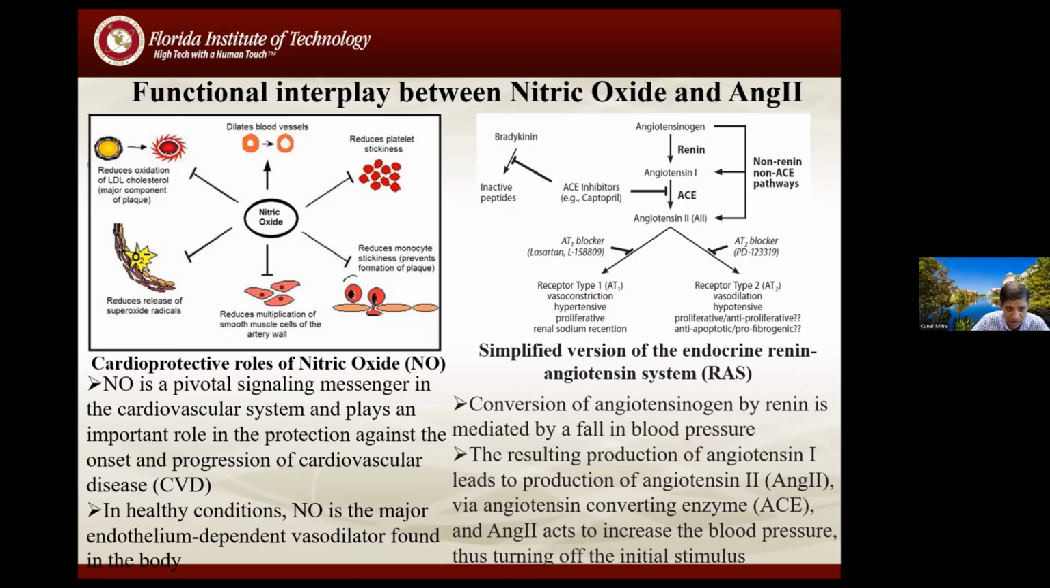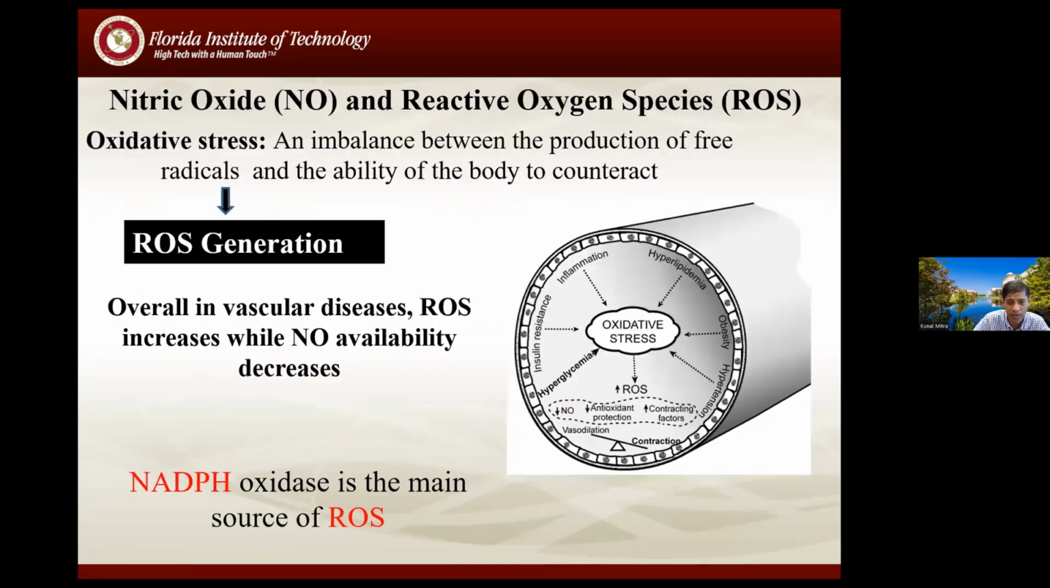So that is the angiotensin-renin system, but from our perspective, I just want to focus on nitric oxide because we are looking at the mechanisms which cause cardiovascular disease. And the other is reactive oxygen species, because these are the two key parameters we believe are very important and contribute to vascular disease and oxidative stress.